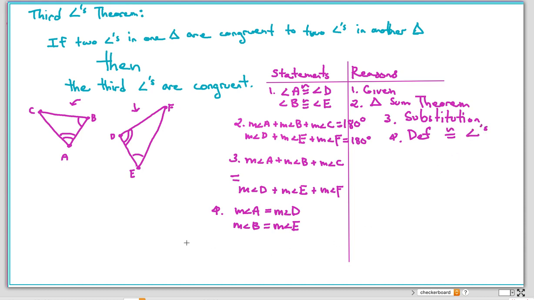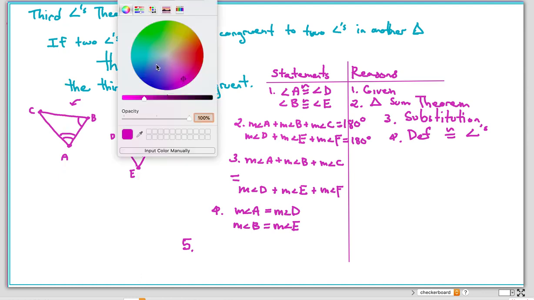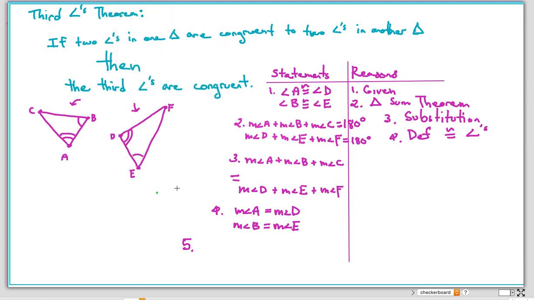Okay, now 5. If you look at the equation in 3, let's say I subtract the measure of A on both sides. So let's see what happens. Minus the measure of A on both sides. Well, here I get 0 clearly. The measure of A minus the measure of A is 0. Now the measure of D is the same value. Look, the measure of D equals the measure of A. So this also equals 0.